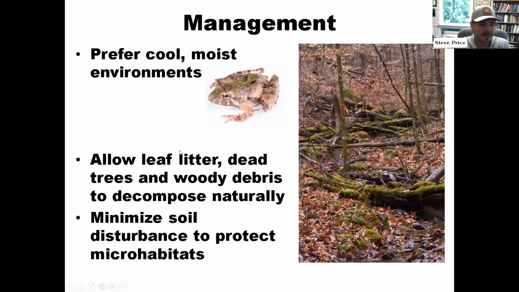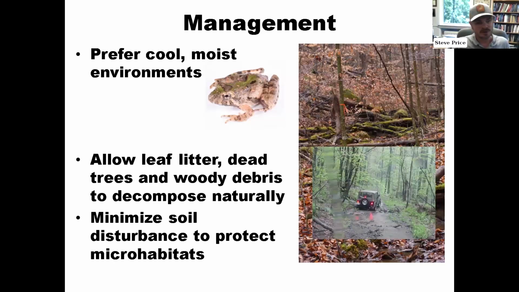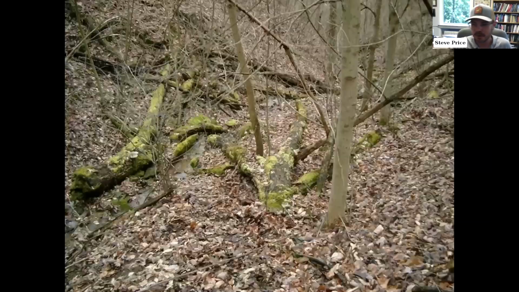Minimizing soil disturbance to protect these microhabitats is also important. A number of times you see road ruts or just muddy spots in roads, and these serve as ephemeral wetlands that are really important for these animals. They also are fun to drive ATVs through and things like that. But doing this disturbs these environments and disturbs these animals. So minimizing this where you can is an important management component for frogs.